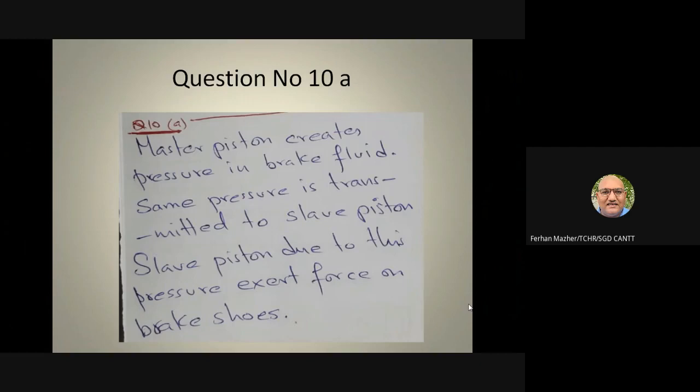So let's check the marking scheme and what it says about this. The master cylinder creates pressure in the brake fluid, or the pressure from the master piston is transmitted to the slave piston. 1 mark for this. And the fluid pressure produces force or push, don't say press, on the slave piston, or force from the master piston transmitted to the slave piston.